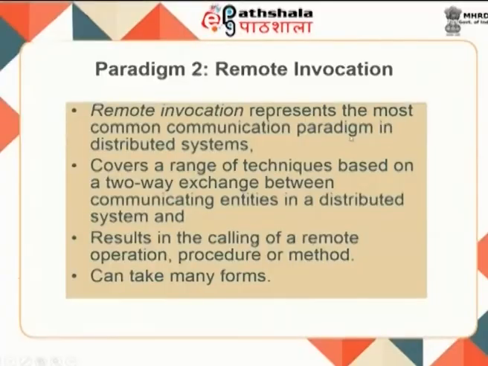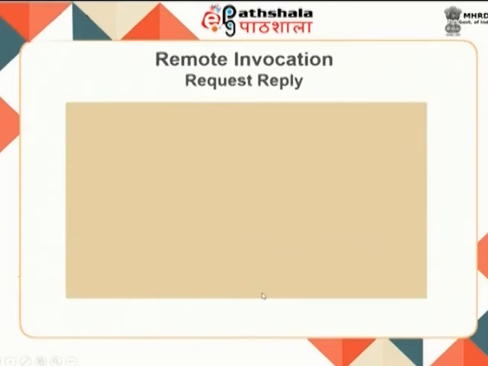So, the next paradigm is called remote invocation. The remote invocation covers a range of techniques. It is a two-way exchange process. One method will be invoked remotely from one machine to the other machine, and the results of the calling process will be sent. There are many forms that can be used for remote invocation.